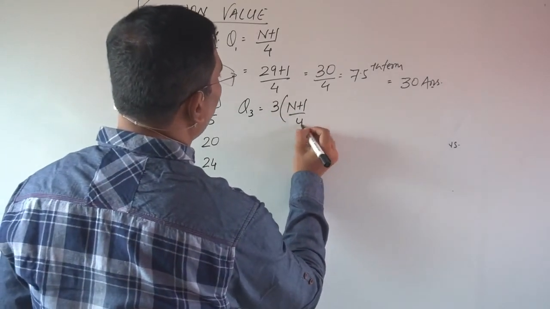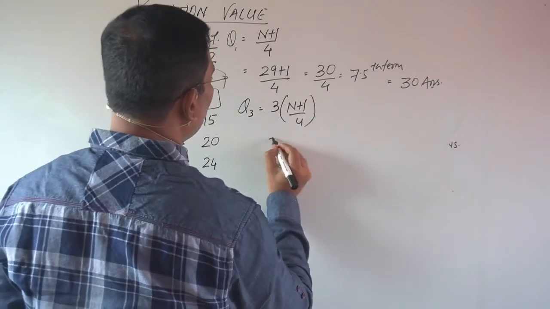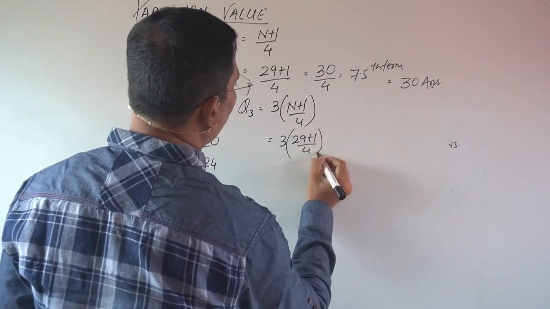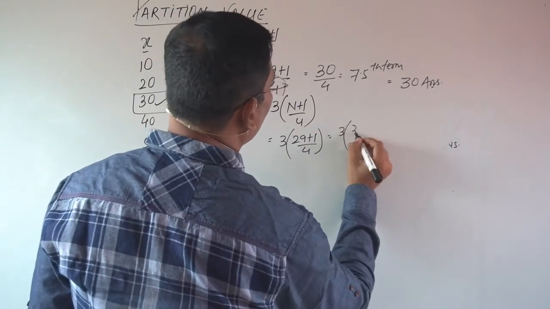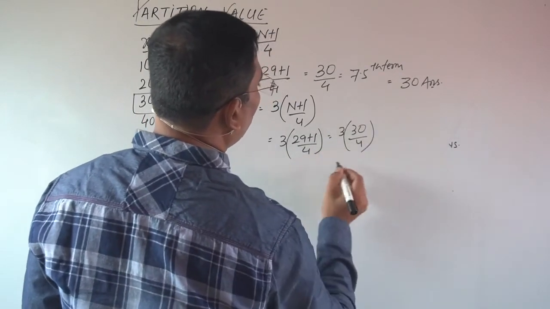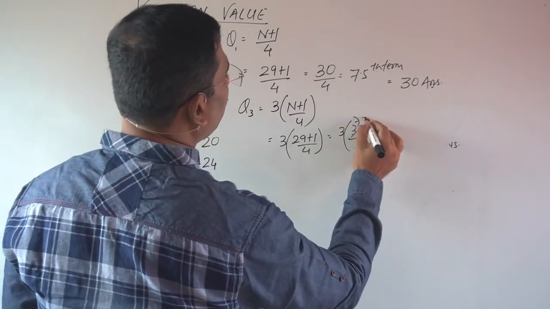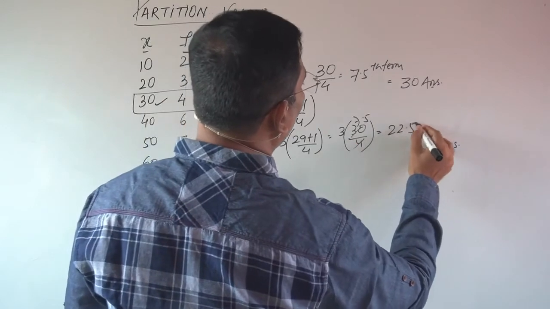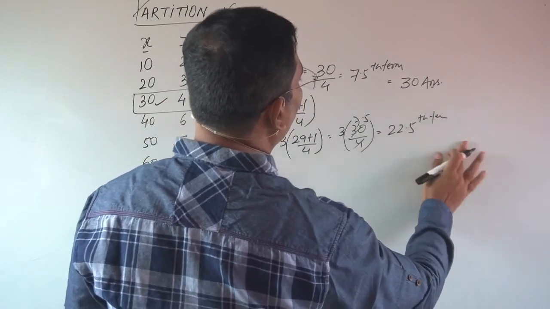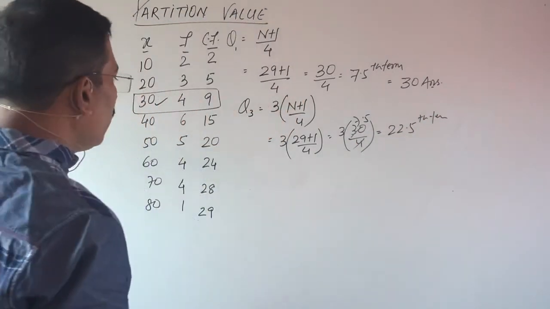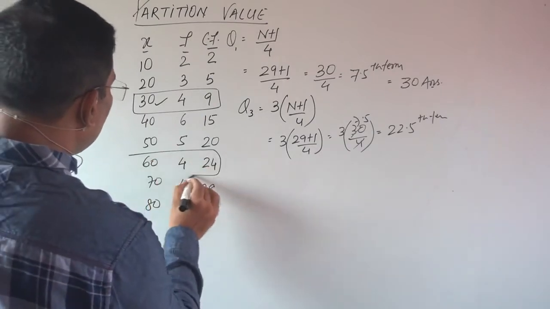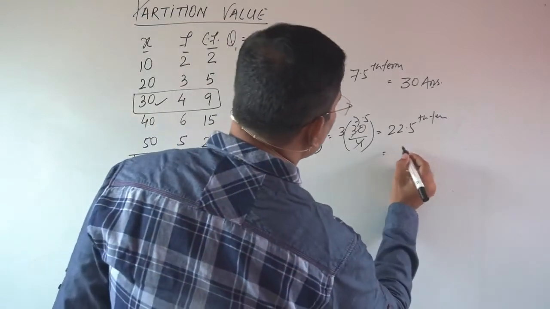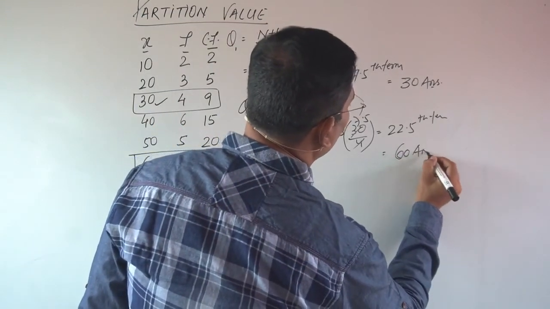3(n plus 1) upon 4. So this will be 3 into (29 plus 1) upon 4, so here it will be 30 upon 4, which is 7.5, and 7.5 into 3 will be the 22.5th term. Where is the 22.5th term? It lies in this class. So the result will be 60.